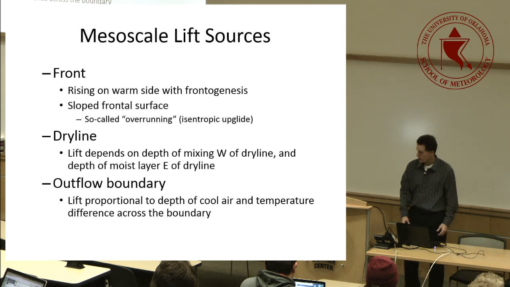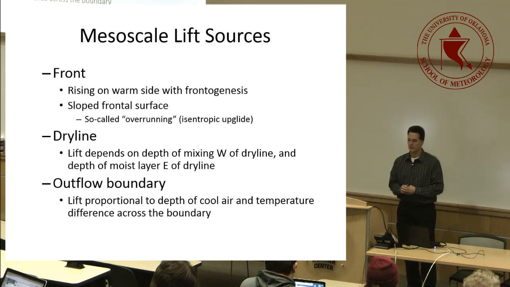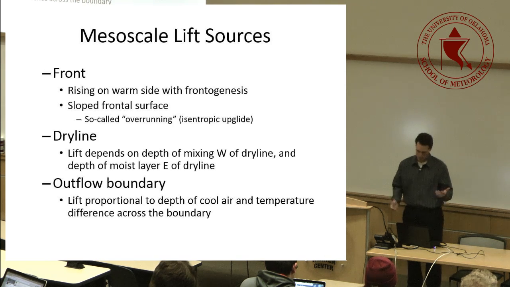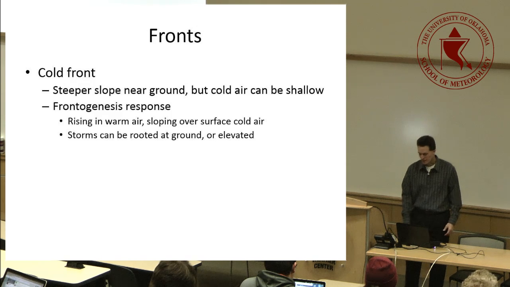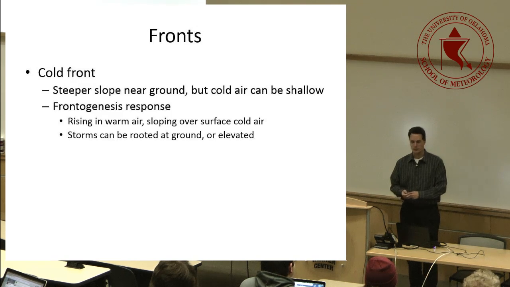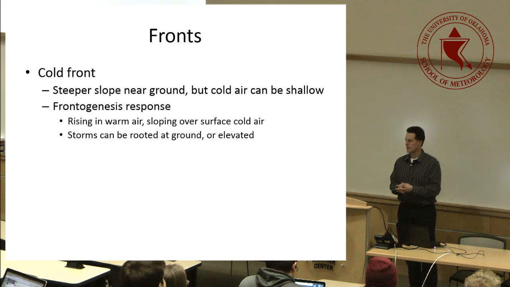And of course, outflow boundaries, this ascent is proportional to just the depth and strength of the cold pool. So if you have a weak, shallow cold pool, probably weak, shallow ascent. Deep, strong cold pool, deep, strong ascent. Okay, fronts. Again, you can get into friction and interaction with the ground. The front's usually steep very near the ground, but above that, they can be very shallow sloped.